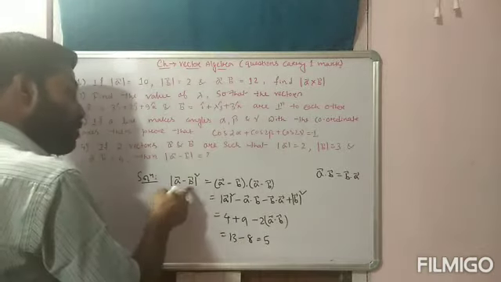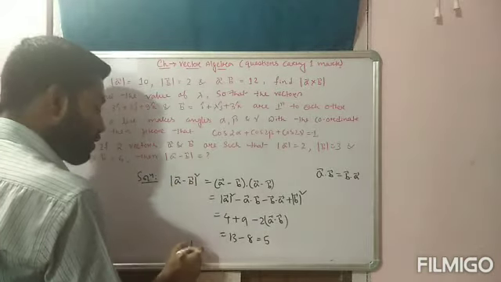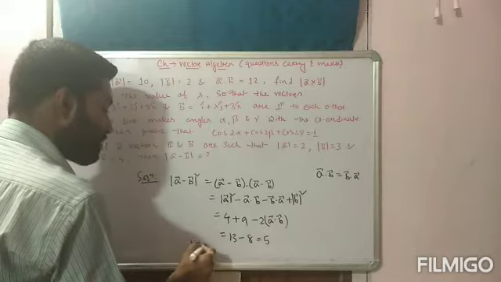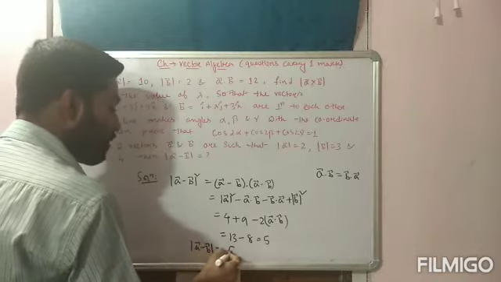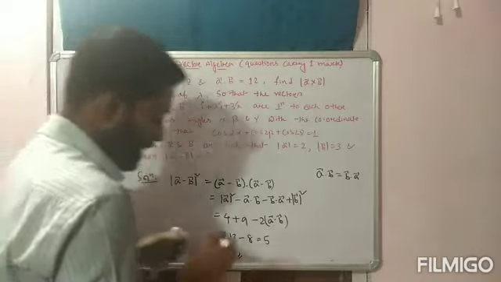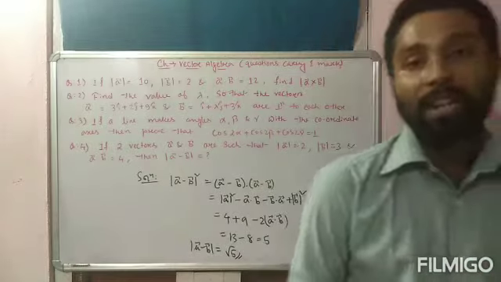But you are asked to find mod of A minus B, not mod of A minus B whole square. So mod of A minus B is equal to root 5. Okay, so this is the solution of question number 4.